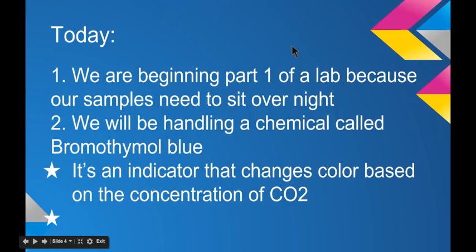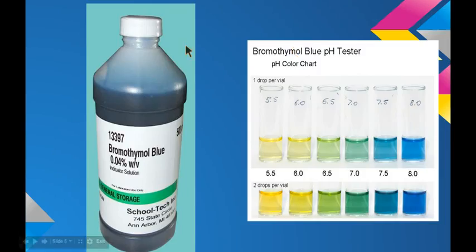Today we are going to start part one of a lab because we're going to create samples that need to sit overnight. We are going to be handling a chemical called bromothymol blue. It's an indicator that changes color based on the concentration of carbon dioxide, which has to do with the pH. Here's a picture of bromothymol blue, the solution, and these are all the different colors that it can be based on the pH of the solution or the concentration of carbon dioxide.